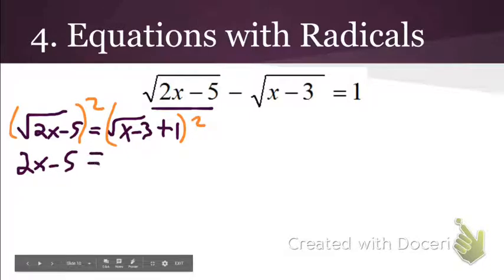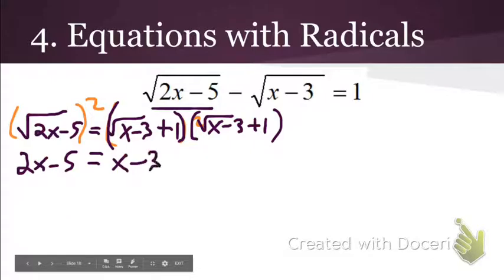On the right, that's two terms being squared, so a binomial square, which means we have to FOIL it out. So it's like root x minus 3 plus 1 times root x minus 3 plus 1. So root x minus 3 times root x minus 3 is x minus 3. And then root x minus 3 times 1 is root x minus 3 when we do the outers. And then the inners also give us root x minus 3. So we'll have 2 root x minus 3, and then plus 1.